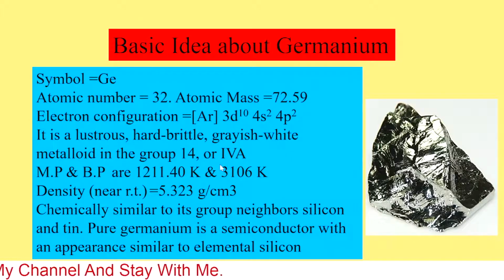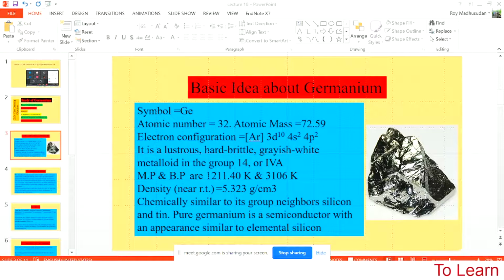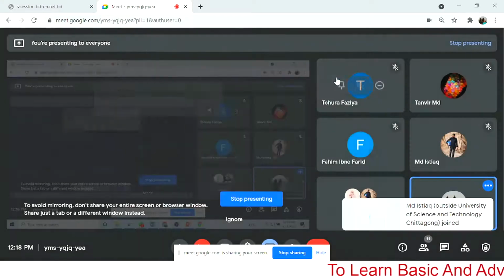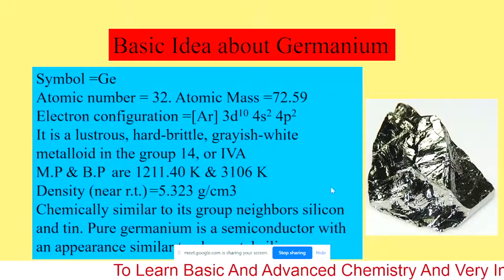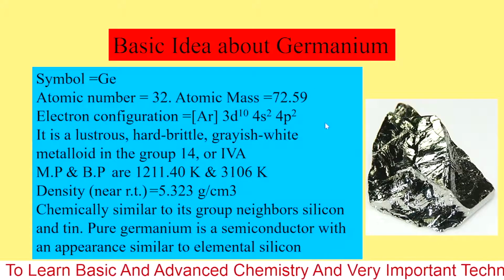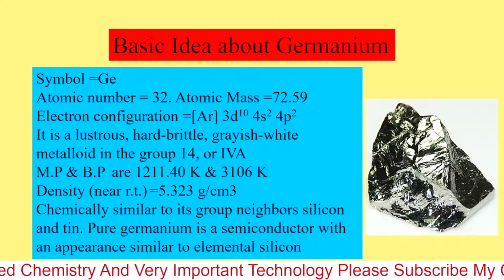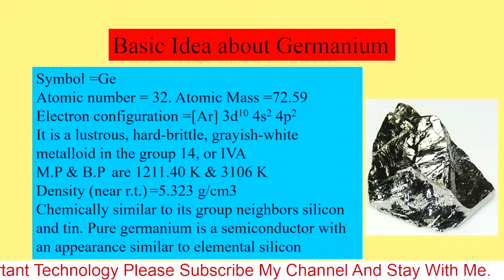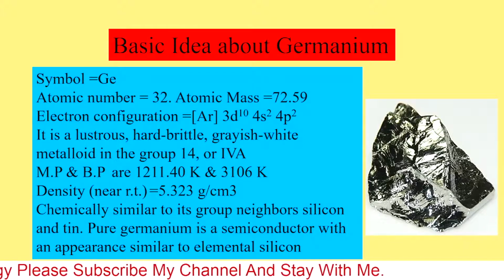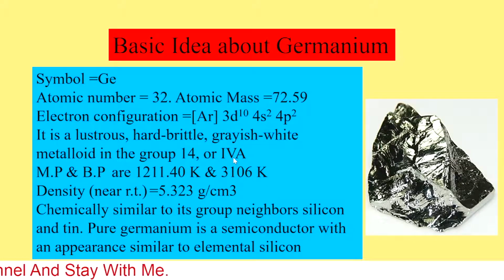The properties of that element are like a semi-metal. That means it can show some metallic character or some non-metallic character, or be in between metal and non-metal. So we can consider this as a metalloid, a metalloid in group 14 or group 4A.